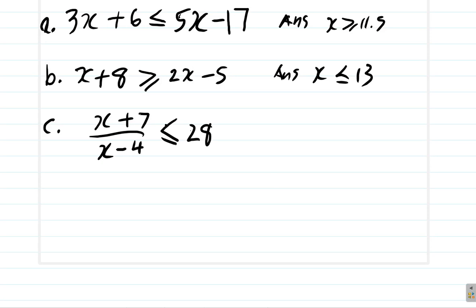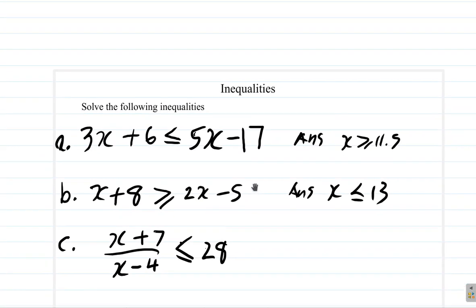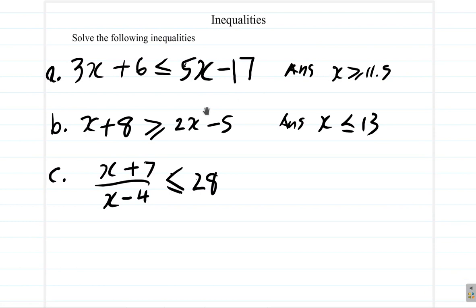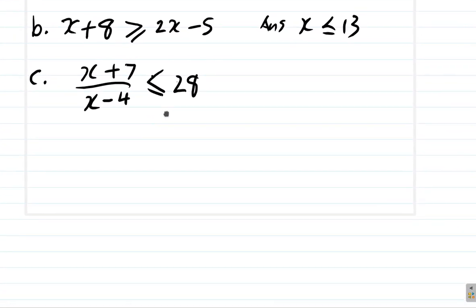In our previous video, we worked out these inequalities, the first two, and we're ready to do part C. Now, let's see what's going to happen here. Remember that we have a division here, all right? We have less than or equal to 28.